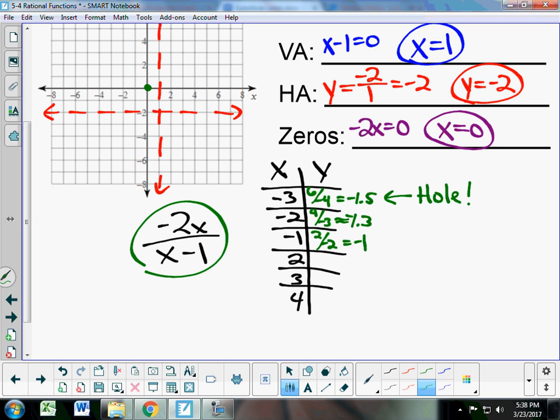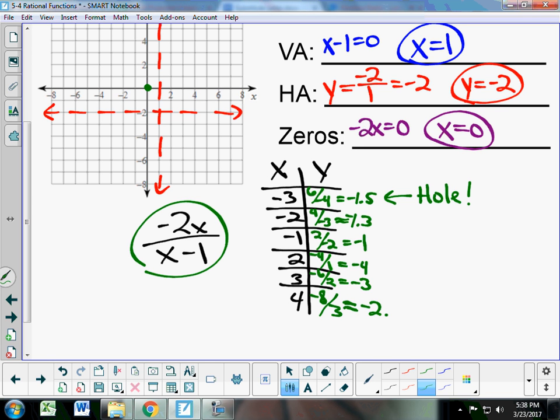Okay, plug in 2, that's going to be negative 4 on top, and 1 on the bottom, so that's just negative 4. Plug in 3 into the negative 2x, that's negative 6, divided by 3 minus 1 is 2. Negative 6 divided by 2 is negative 3. And plug in 4, that's negative 8 over 3. And negative 8/3 is approximately negative 2 point something, because this is going to be another repeating one.